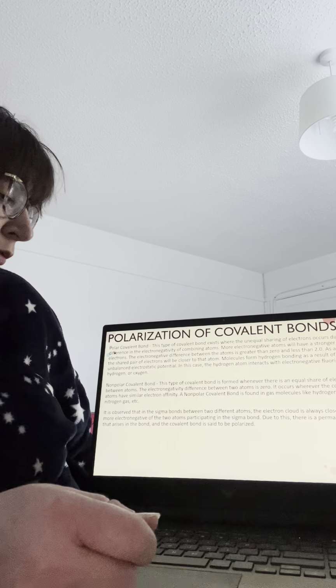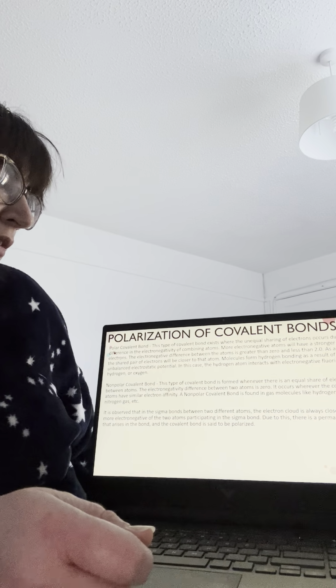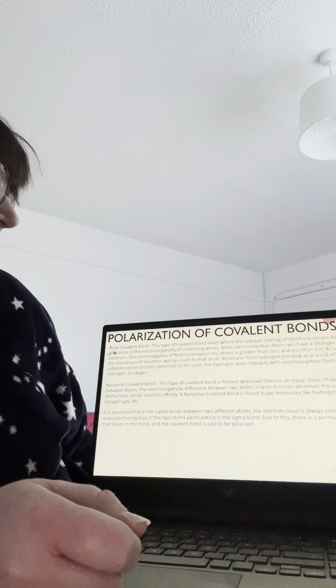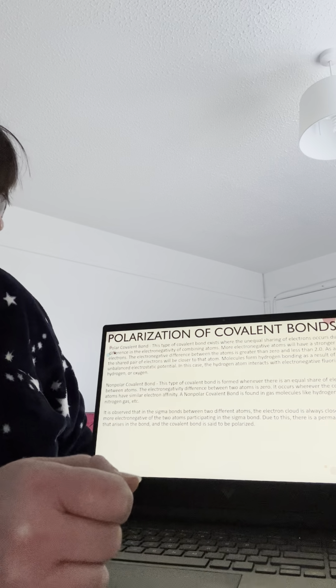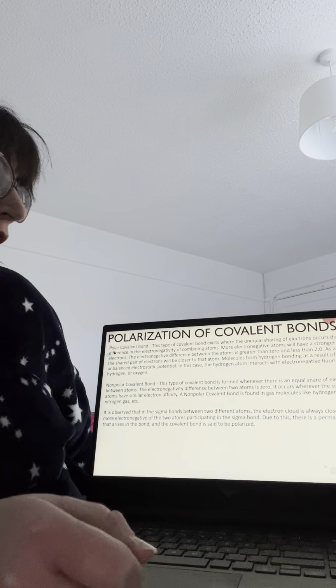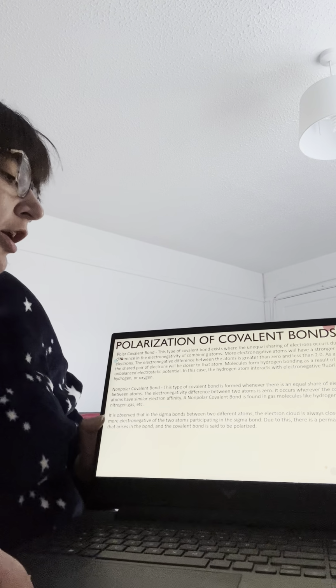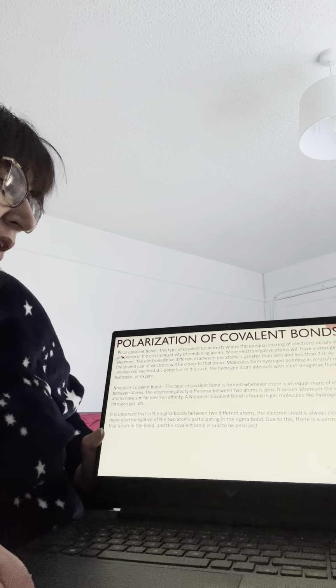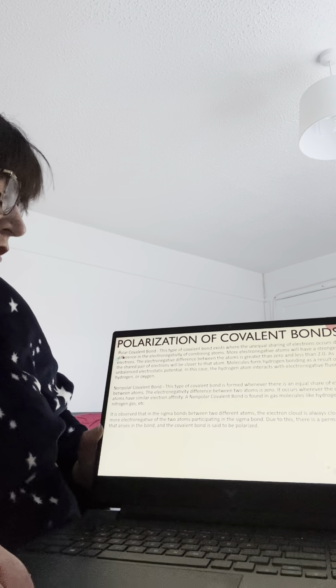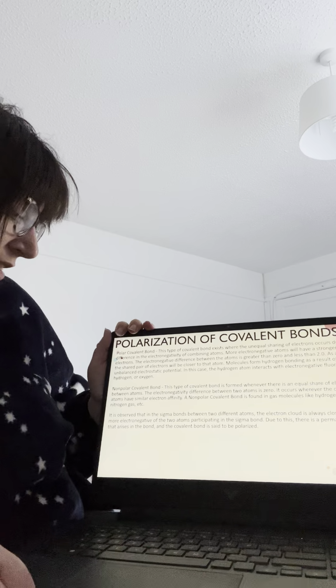Non-polar covalent bond. This type of covalent bond is formed whenever there is an equal share of electrons between atoms. The electronegativity difference between 2 atoms is 0. It occurs whenever the combining atoms have similar electron affinity. A non-polar covalent bond is found in gas molecules like hydrogen gas, nitrogen gas, and other gaseous elements.